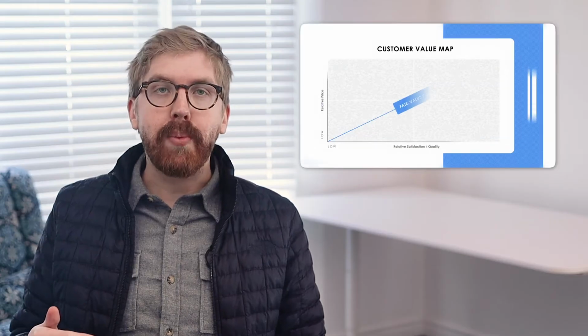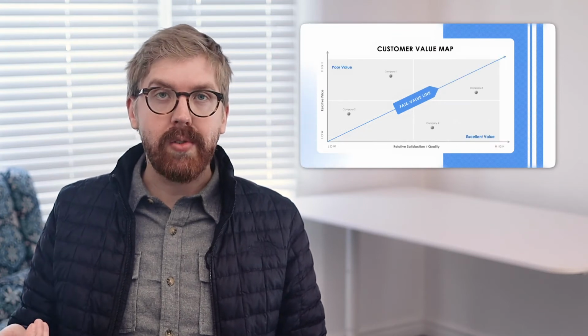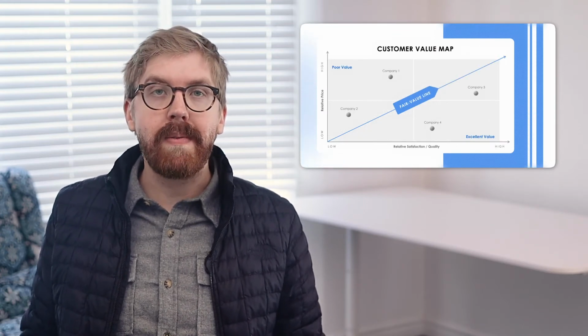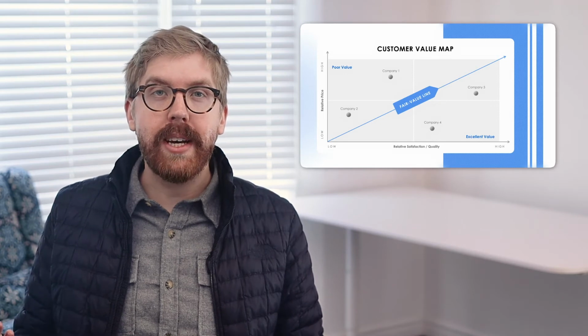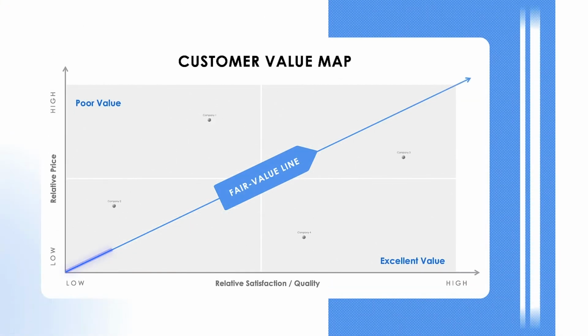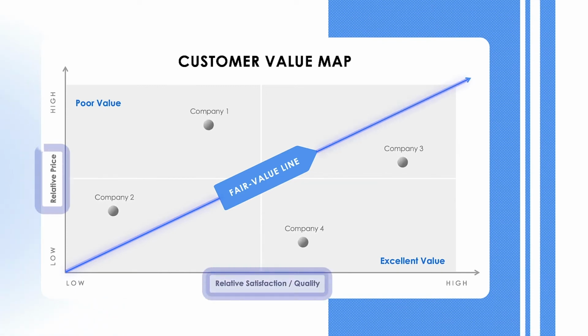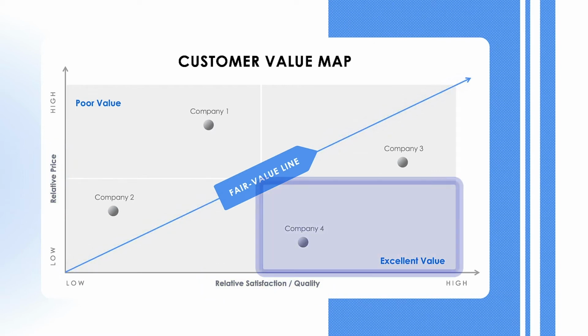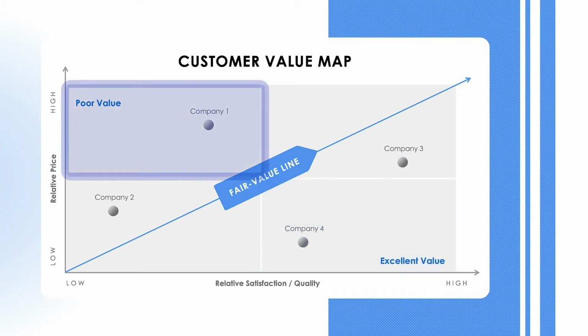To improve the value proposition of an existing product or service, execs can use a customer value map to plot where their product lands on the fair value line. In this visualization, the fair value line remains steady across the perception of quality and price. If customers perceive a product as low cost relative to quality, it will be perceived as excellent value, whereas a product with high price but lower customer satisfaction is of poor value.